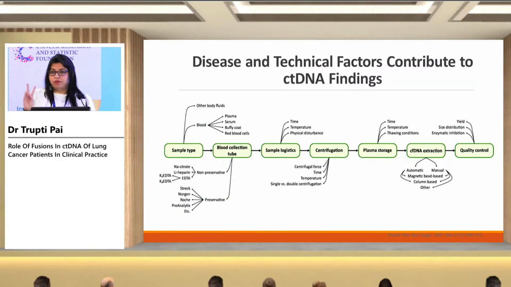So a few points on the pre-analytical parameters. When you take the sample, whether you are using an EDTA tube or Streck tubes. When you are using a Streck tube, up to 3 days at room temperature is fine. But when you are using EDTA tubes, you have to extract the plasma within 2 hours. Otherwise, there will be degradation and further dilution of your tumor DNA with the wild type DNA. Another thing is how you process.